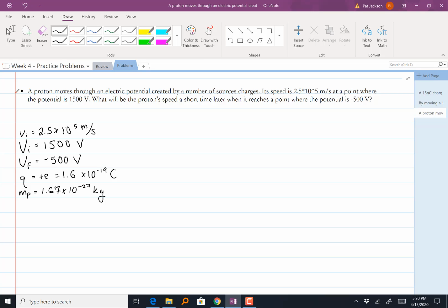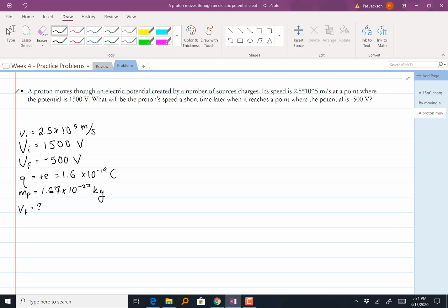So I've got the initial speed, the initial voltage, the final voltage, and then the things that we know but are not given. The charge on a proton is 1.6 times 10 to the minus 19, and then the mass of the proton, 1.67 times 10 to the minus 27 kilograms. So we're looking for the speed sometime later, my final speed. And so we're using the conservation of energy.